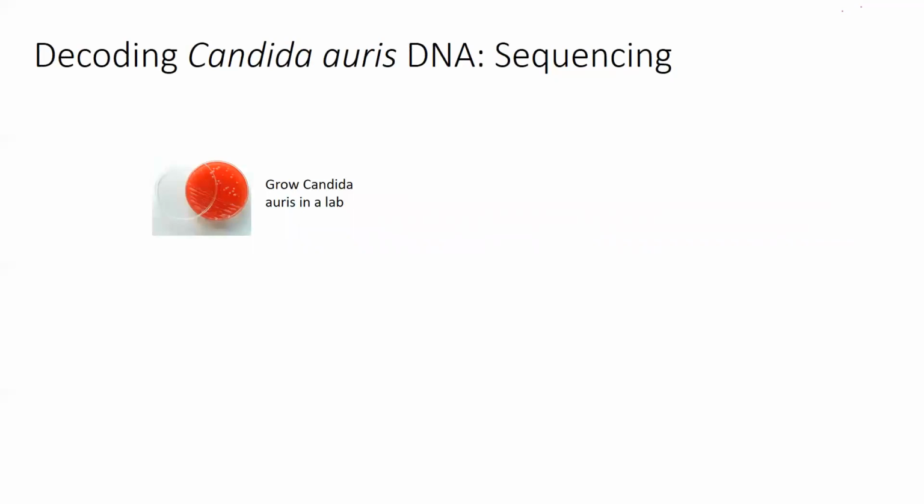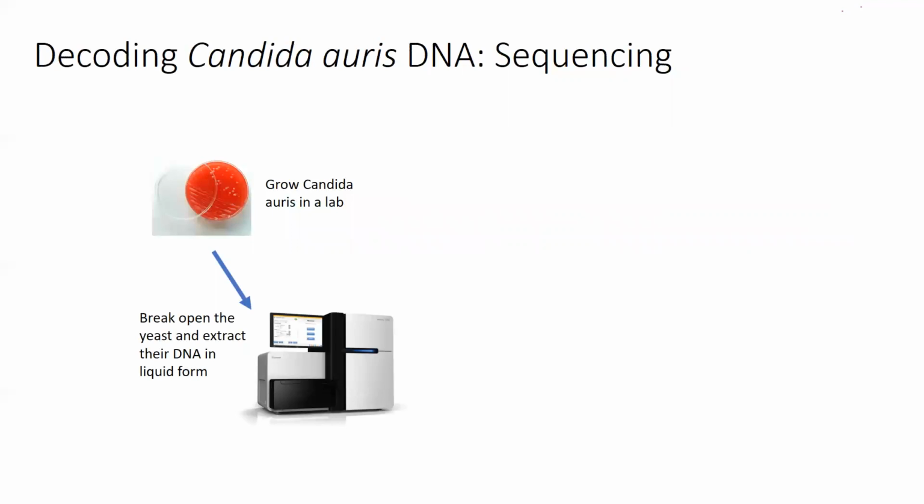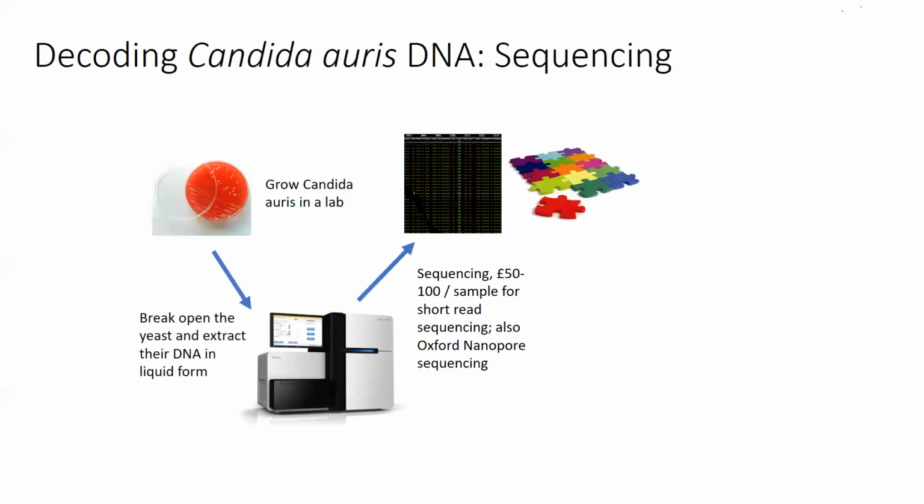And practically, how do we do that? So we grow up our Candida auris, do some DNA extraction, sequence it, and we're paying of the order of 50 to 100 pounds a sample to do short read sequencing, which gives us little fragments of DNA. So I said you've got a genome which is 12 million ACGs long. Each of these fragments is say 150 to 250 base pairs long.